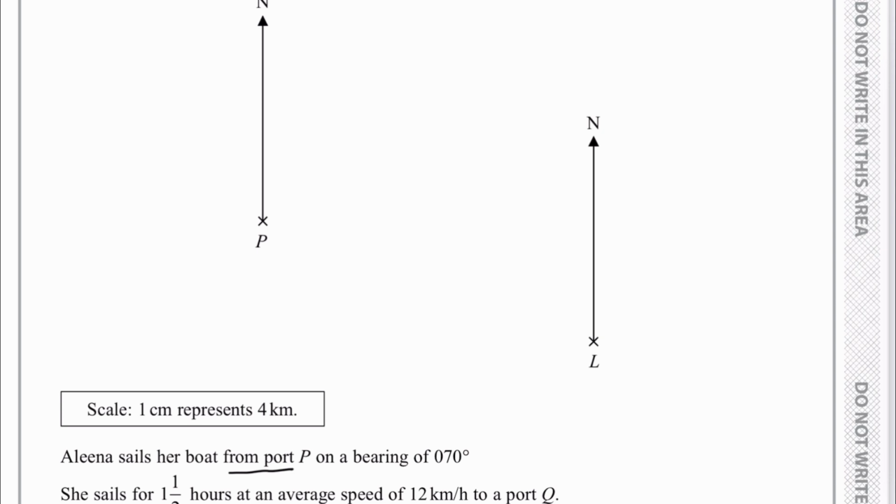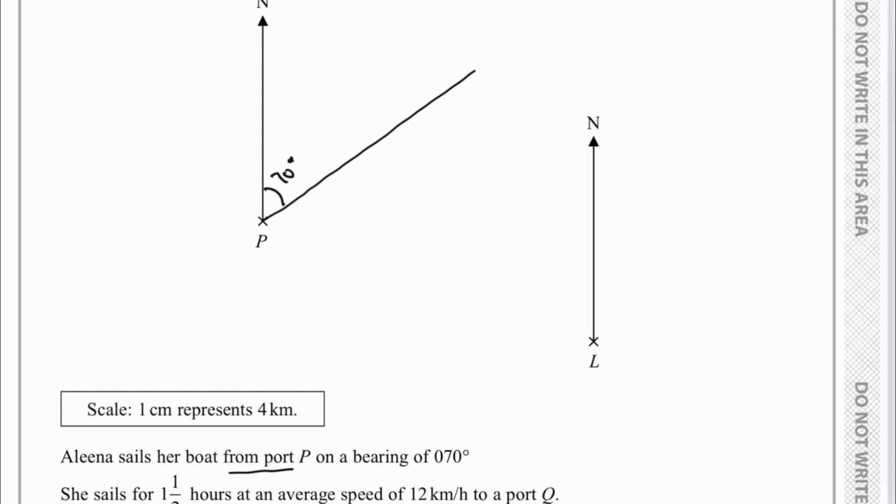Okay, so what I'm going to do is, using a protractor, measure 70 degrees from the north. So that would be 70 degrees, and that's the bearing of Alina's boat. Then she sails for 1.5 hours at an average speed of 12 kilometers per hour to a port Q.